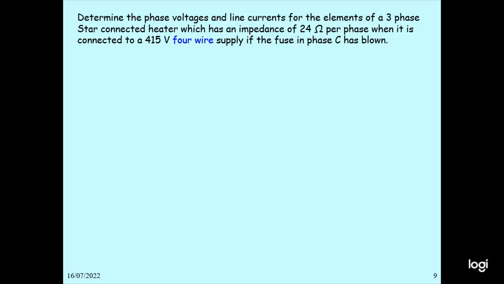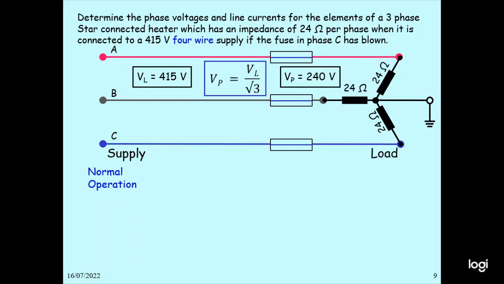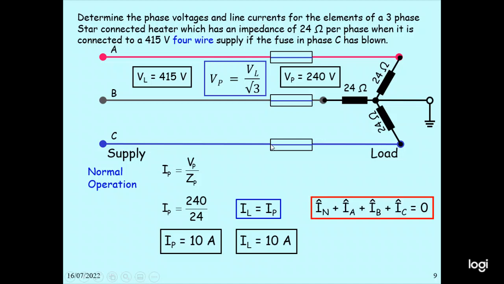Determine the phase voltage and the current for the element of a three-phase star connected heater, which has an impedance of 24 ohm per phase when it is connected to a 415 volt four-wire supply, if the fuse in phase C has blown. In this case, the three phases are in star connection. Supply voltage is line voltage of 415 volt, phase voltage is V by root 3, so that VP equal to 240 volt. This is star connection, 24 ohm. This is normal operation. IP equal to VP by ZP. So 240 by 24, you get 10 ampere. IA equal to IB, so in this case IA equal to 10 ampere.